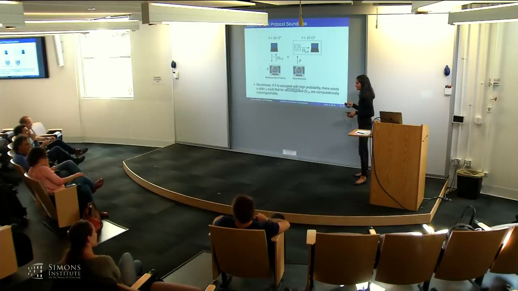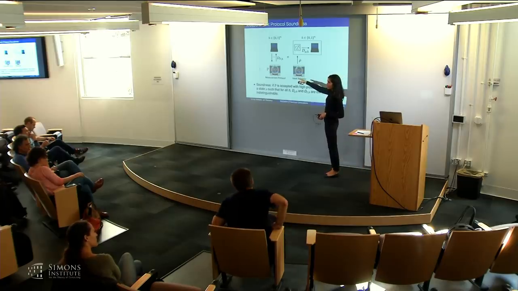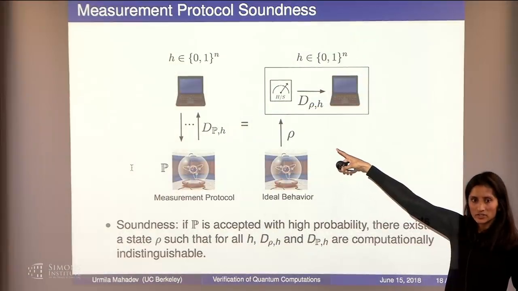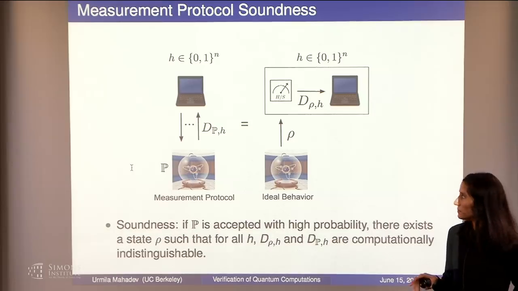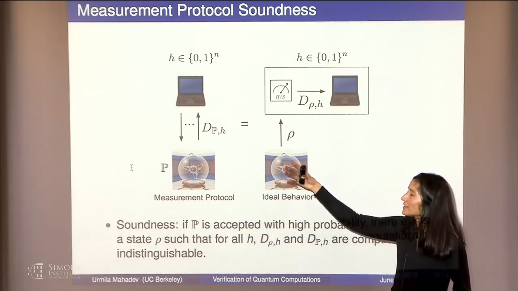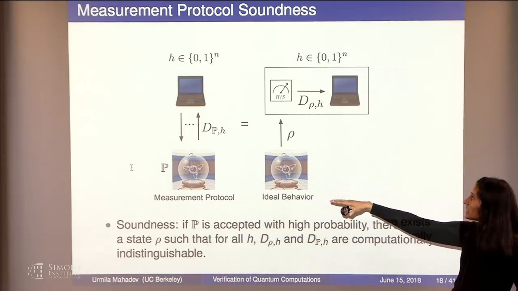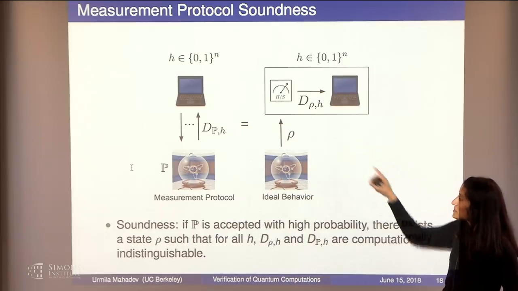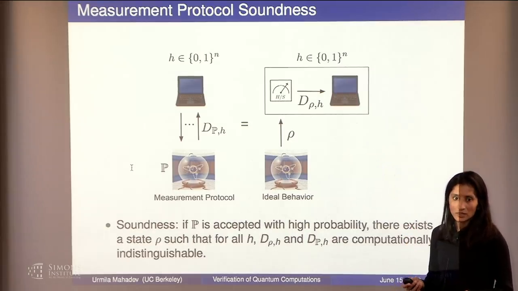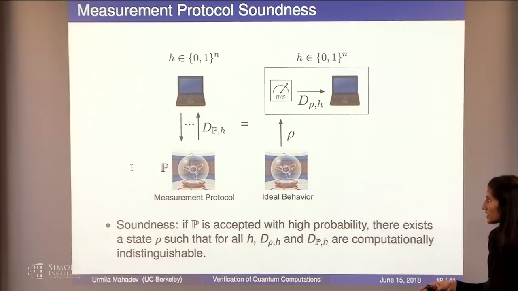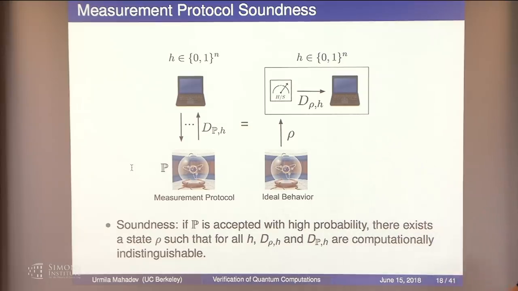Okay. So now let me formalize this. In this setting, with the interactive proof, you have a prover P, and the verifier chooses a basis choice H, represented by an n-bit string. There's one of two bases for each qubit. At the end of this interactive protocol, the verifier ends with a distribution, which I'll index by the prover P and the basis choice H. What I want to say is that this distribution is equivalent to the distribution which would have been obtained by measuring a fixed quantum state rho in the basis choice indicated by H. So this is formally stated here. If the prover is accepted with high probability, then there exists a state rho such that for all basis choices H, these two distributions are computationally indistinguishable.